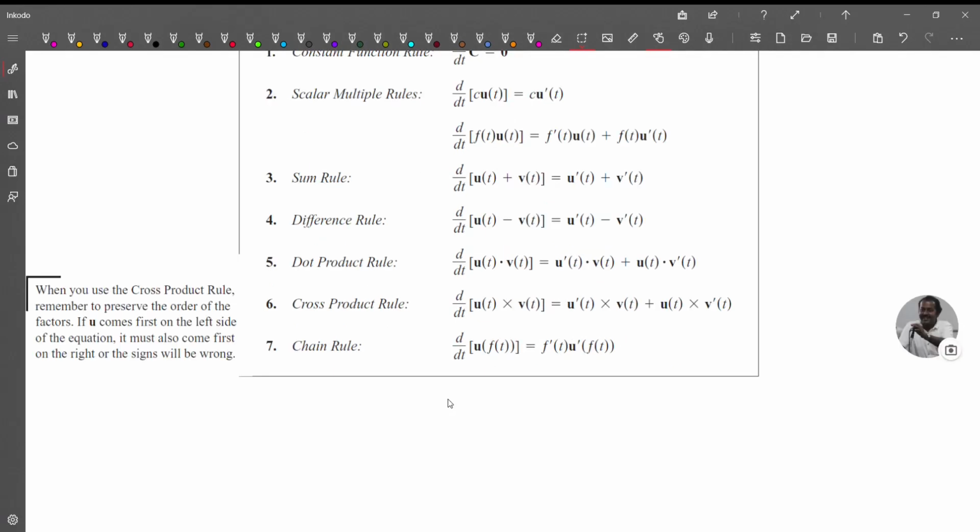When you use the cross product rule, remember to preserve the order of factors. If u comes first on the left side of the equation, it must come first on the right side also. Otherwise, you have to put the negative sign here, because cross product is anti-commutative. That is, if you are writing this as v of t cross u prime of t, you have to put a negative sign here. That is, d by dt of u of t cross v of t is minus v of t cross u prime of t minus v prime of t cross u of t.